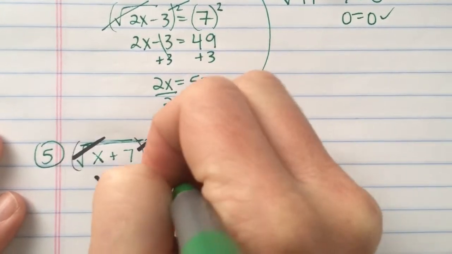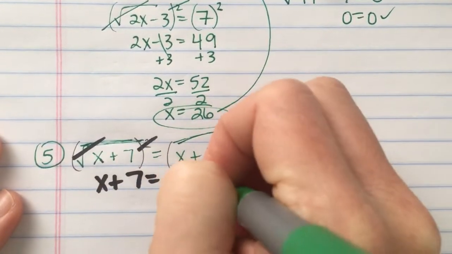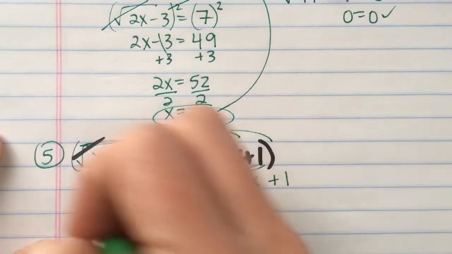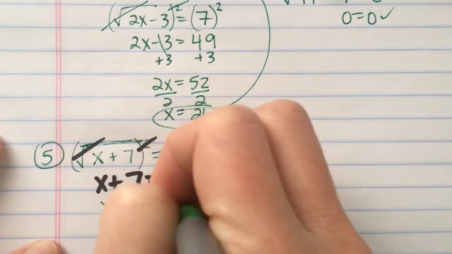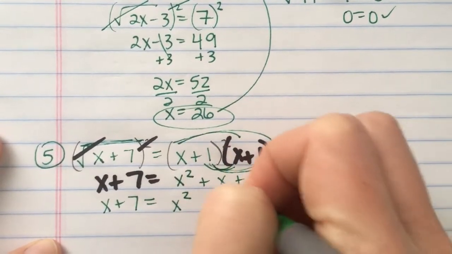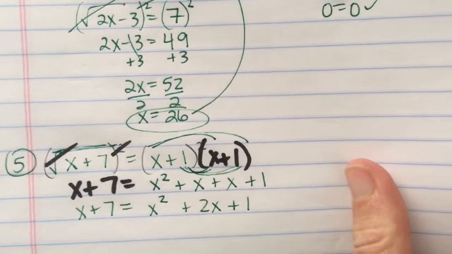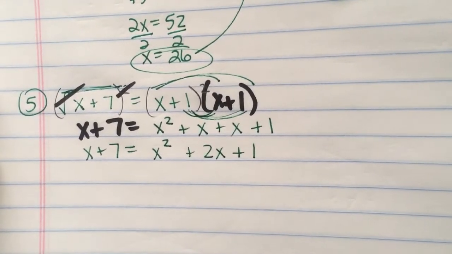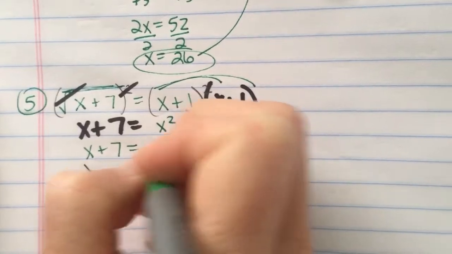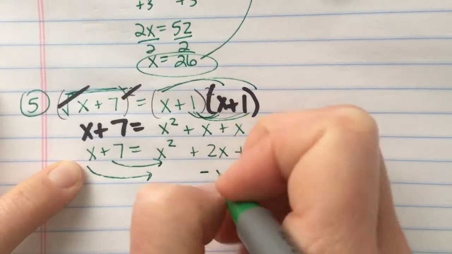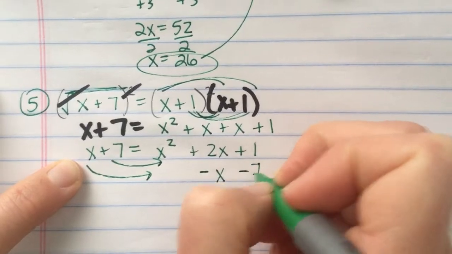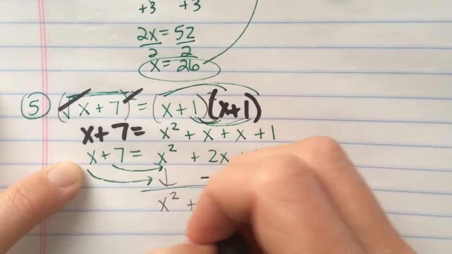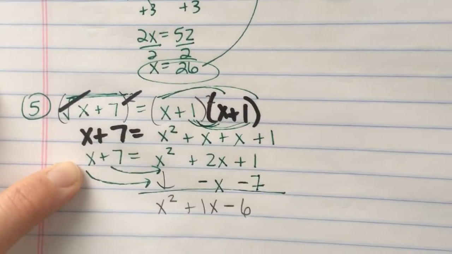So x times x is x squared, x times 1 is 1x, and then 1 times x is x, and 1 times 1 is 1. So that leaves me with x plus 7 equals x squared plus 2x plus 1. Alright, we've done these before. Remember, you need to get everything on one side. And I like to move everything towards the x squared. So I'm going to subtract x, and I'm going to subtract 7. So that leaves me with x squared, 1x, and negative 6.